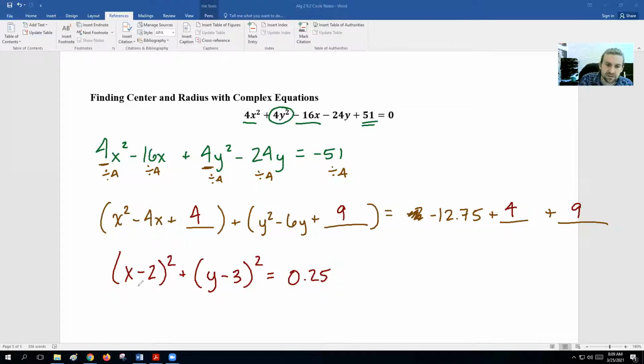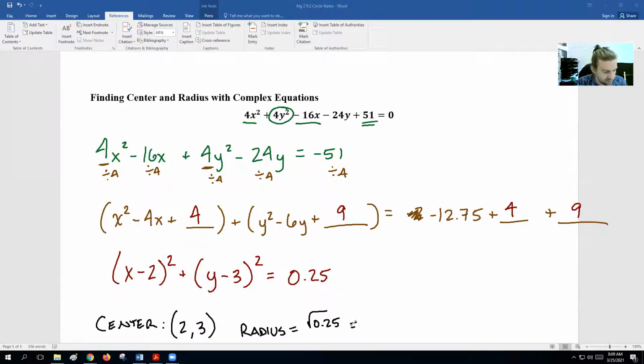Because if we think about this here, the center would have to be at what's being subtracted from the x, which is 2, and what's being subtracted from the y, 3. And then the radius is the square root of that. And what's the square root of 0.25? That actually comes out nice. That is just 0.5.